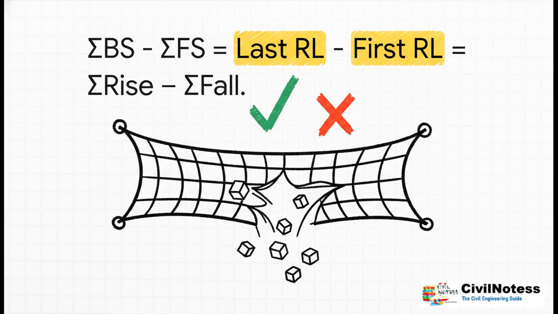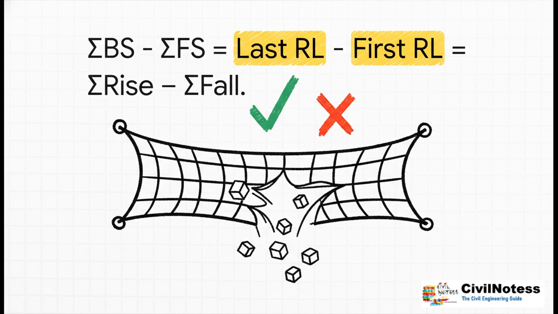Okay, everyone, listen up. This right here, this is your absolute lifeline in an exam. You must perform this check. The sum of all your back sights minus the sum of all your foresights has to equal the last RL you calculated minus the very first RL you started with. And if you use the rise and fall method, both of those numbers also have to equal the sum of your rises minus the sum of your falls. If those numbers don't match perfectly, you've made a math error somewhere. It's your safety net.